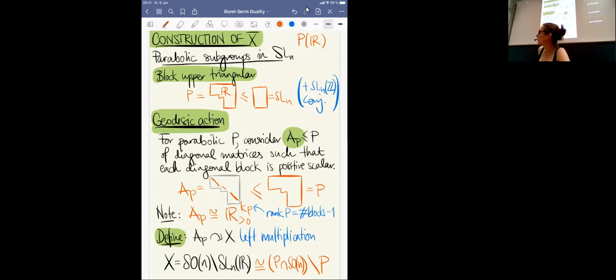What do you mean by each diagonal block is supposed to be scalar? So I mean that the blocks are specified by P. You have a bunch of blocks. So I have a bunch of blocks, and you pick some positive real number and multiply it by the identity. So the point is that we have diagonal matrices, but within each block, the entries have to be the same.